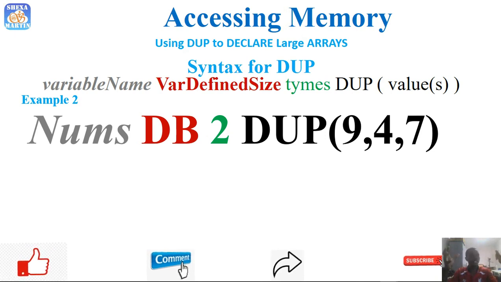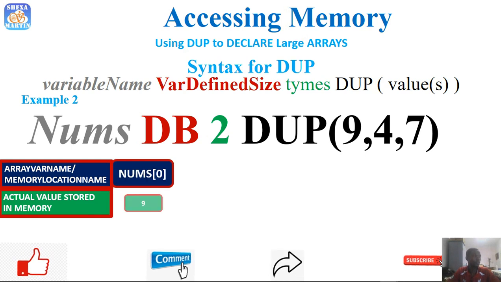We're having 9 at index 0, 4 at index 1, 7 at index 2, then 9 again at index 3, 4 at index 4, 7 at index 5 rather. So let's check.